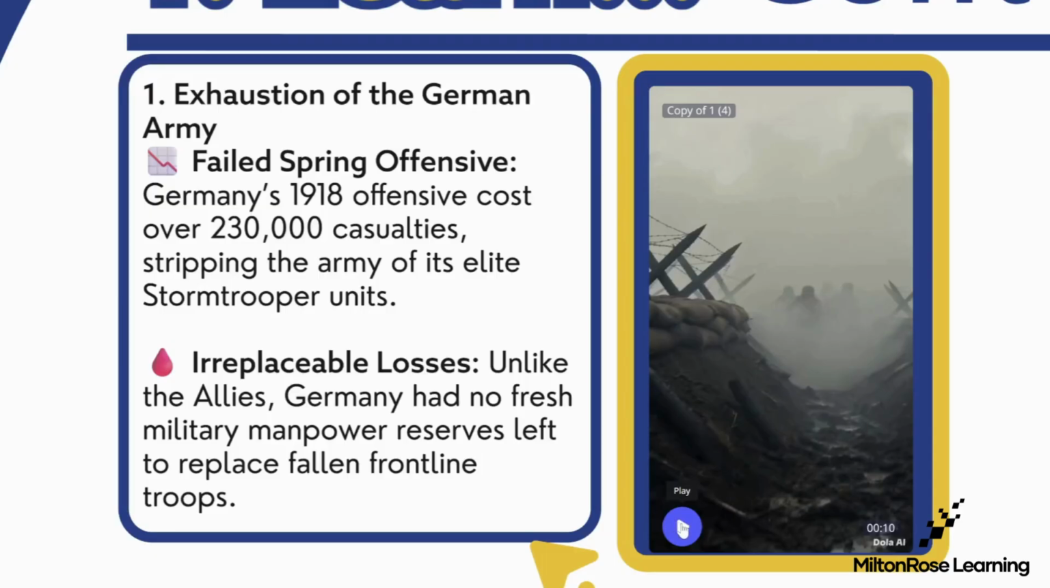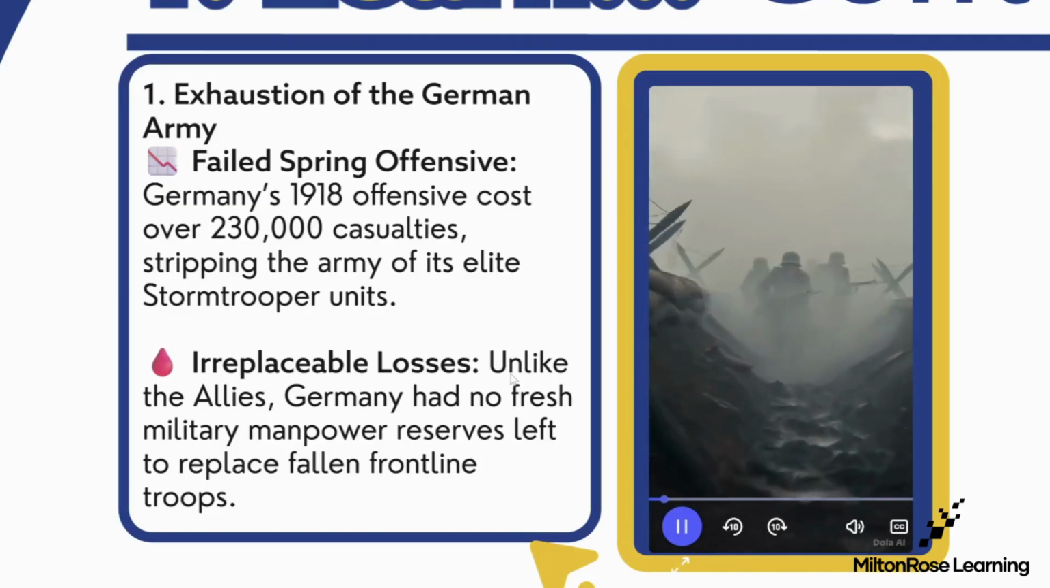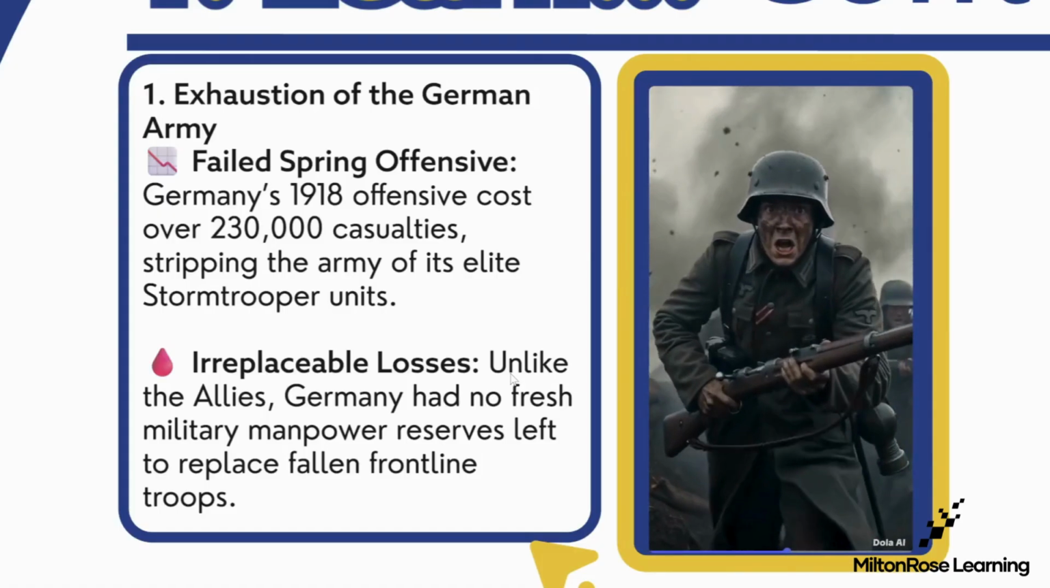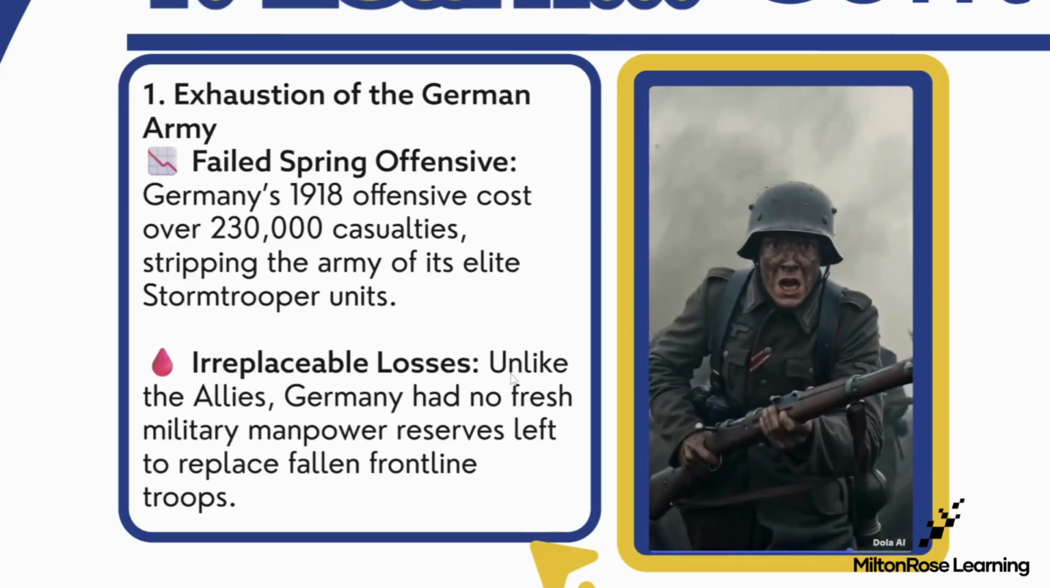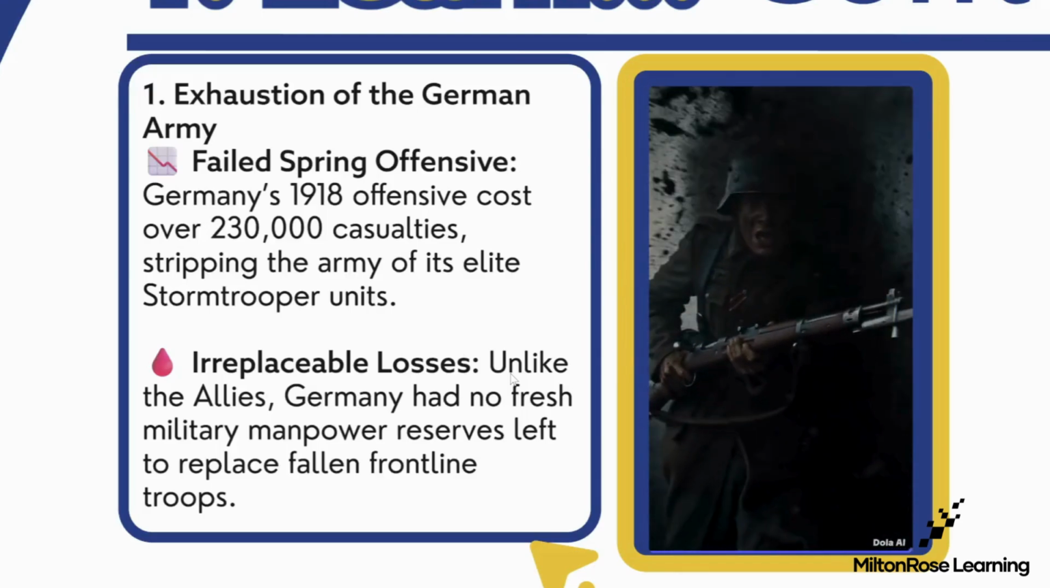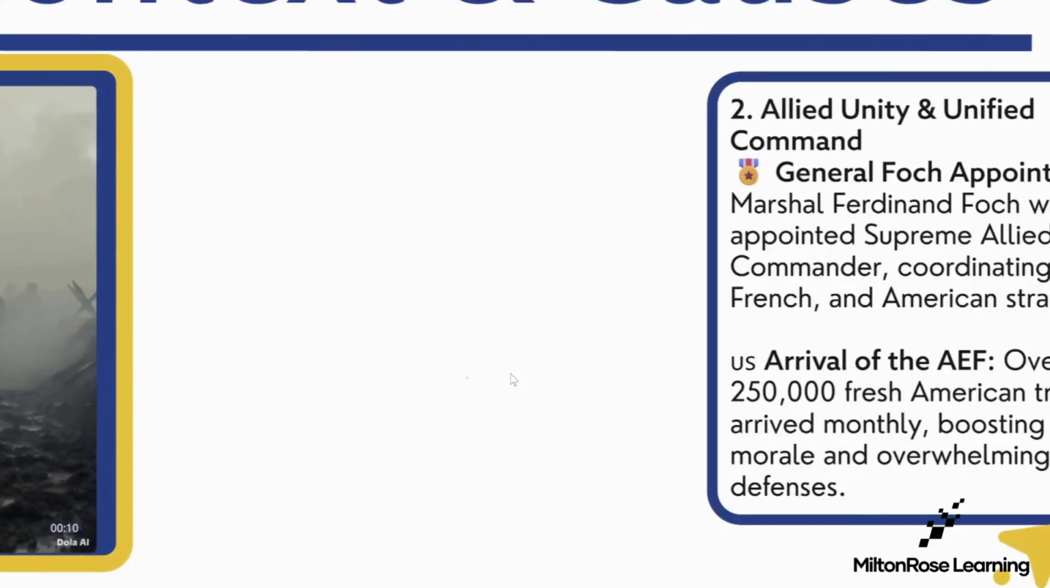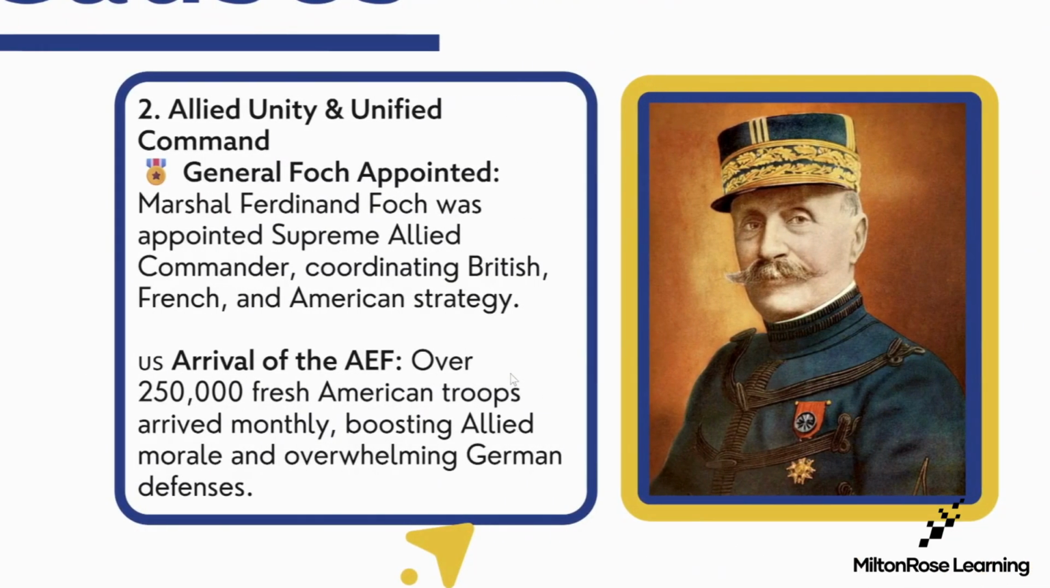And you can kind of see, for visual learners here, some stormtroopers. Thankfully we decimated them after the spring offensive, but they were very dangerous and they had highly advanced revolutionary tactics, so it was nice to take those off the battlefield. Also irreplaceable losses, so unlike the Allies, Germany had no fresh military manpower left. They'd scraped the barrel, there was nothing left to replace fallen frontline troops. So once your troops are depleted, you're living on borrowed time.